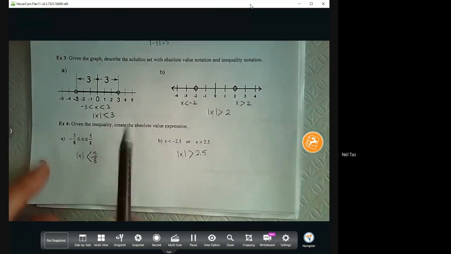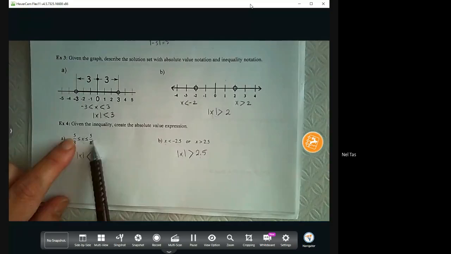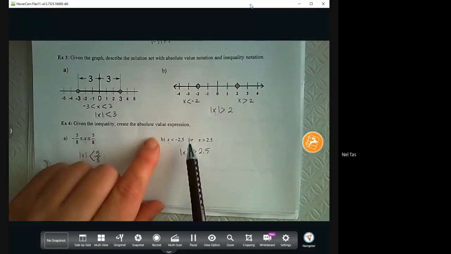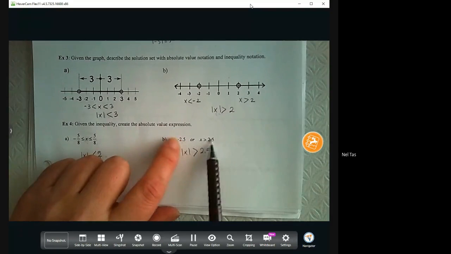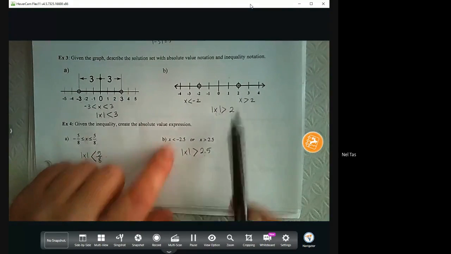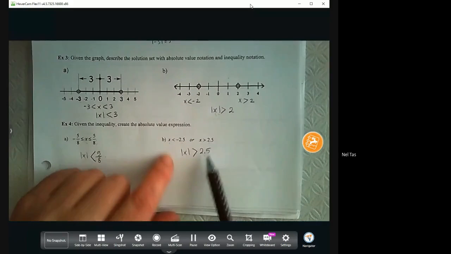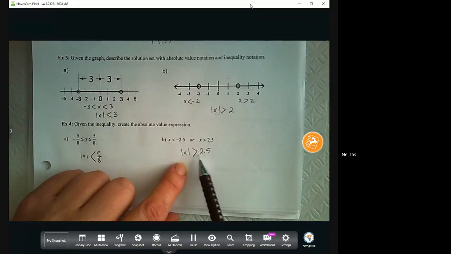So basically, if x is between two values, then you get the absolute value of x less than a certain number. And if you have two different intervals, just like 3b, just like 4b, then you get absolute value of x greater than that certain value.